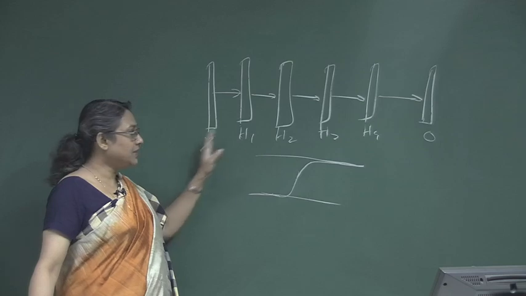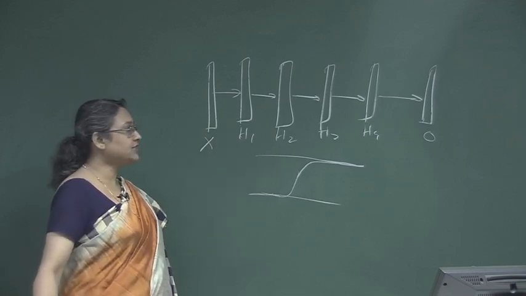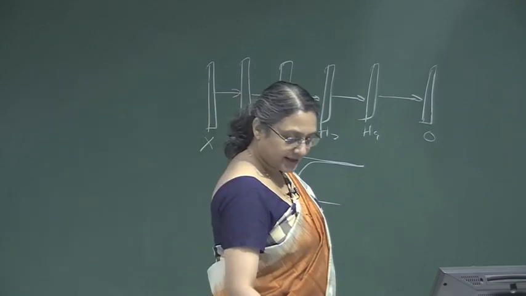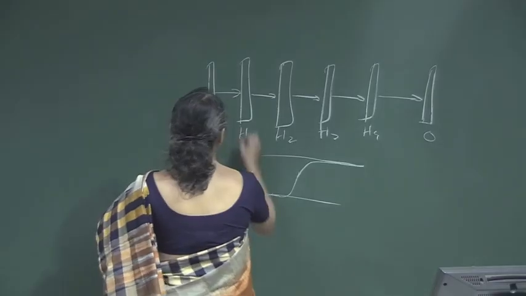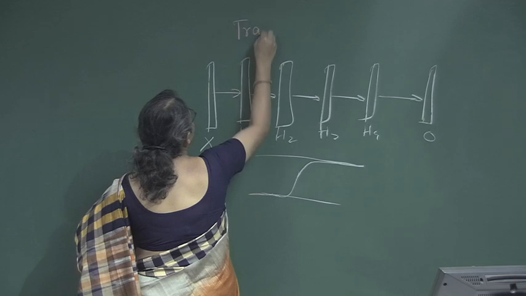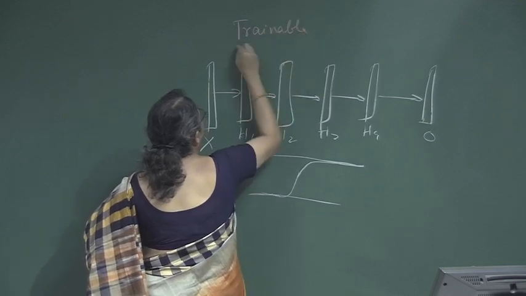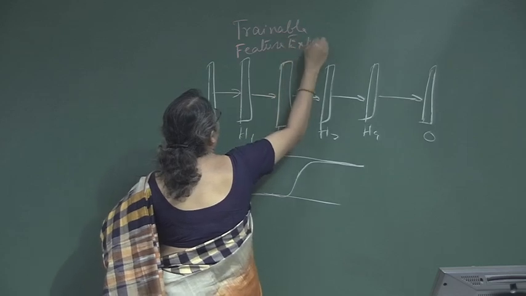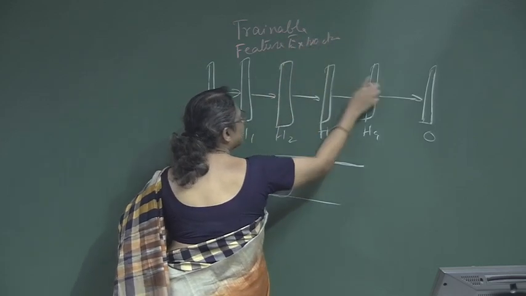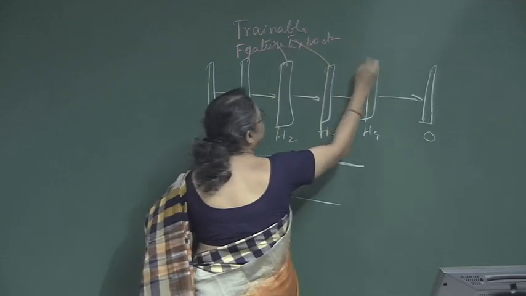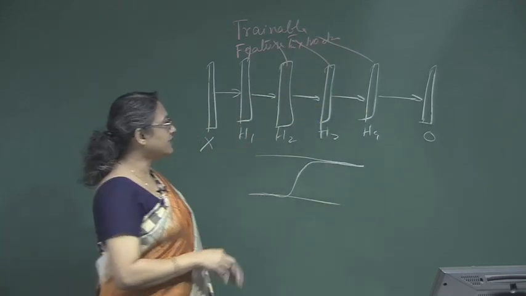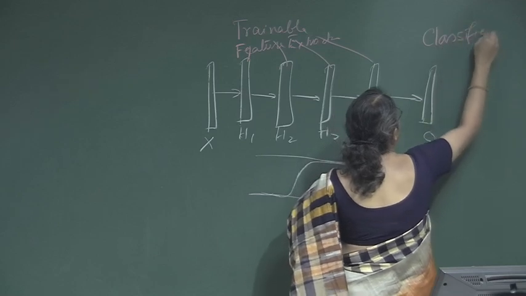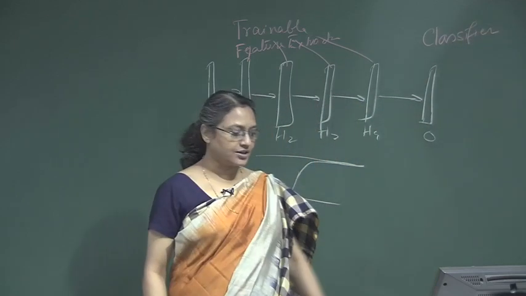So, deep learning can be looked upon as feature learning, and one way of looking at it is that we have the input and here we have a trainable feature extractor. So, these are all feature extractors, and finally, at the output we have a classifier, if you have a classification problem.